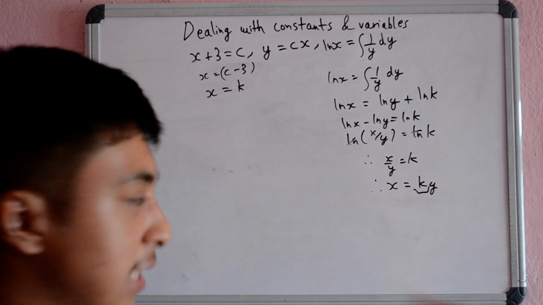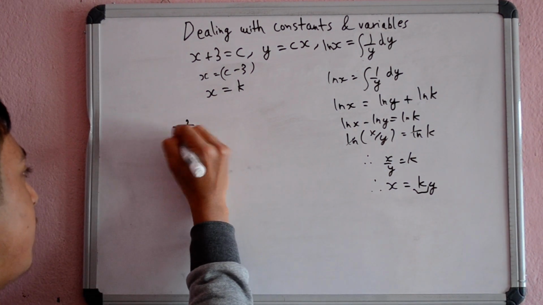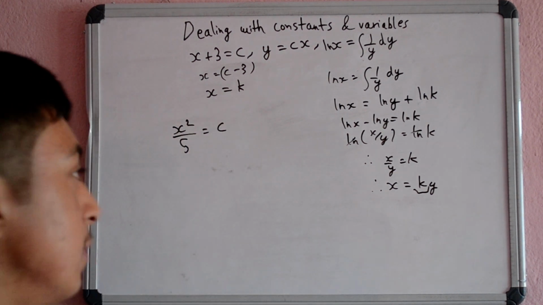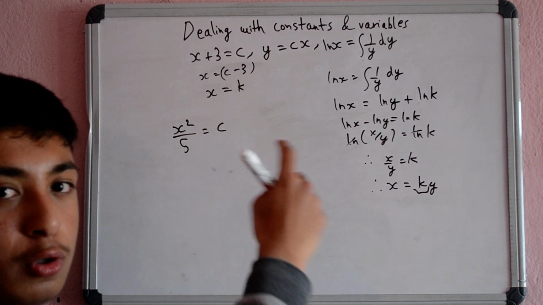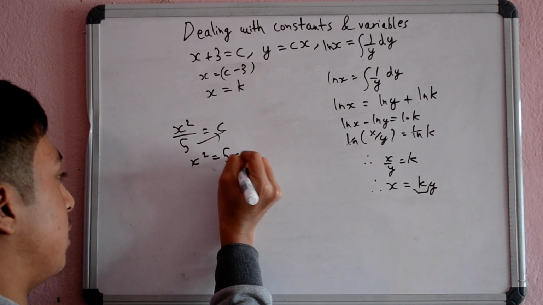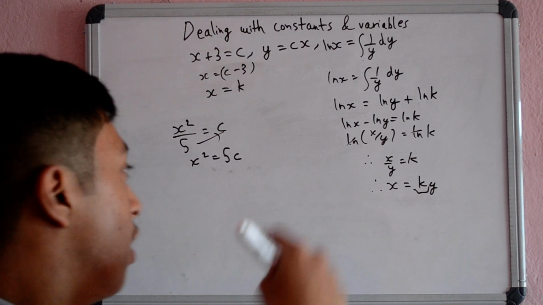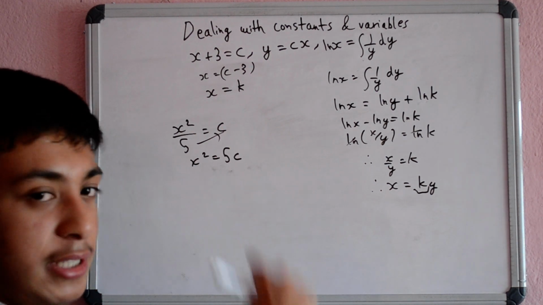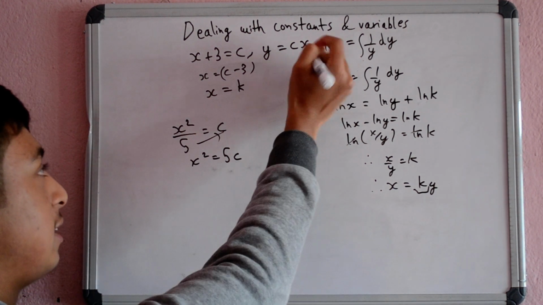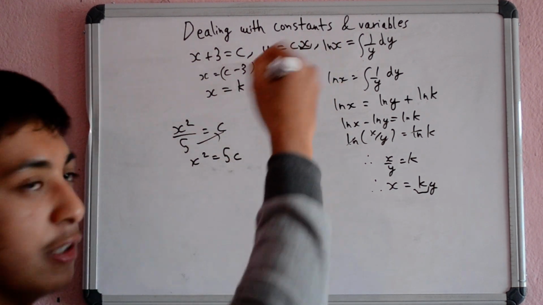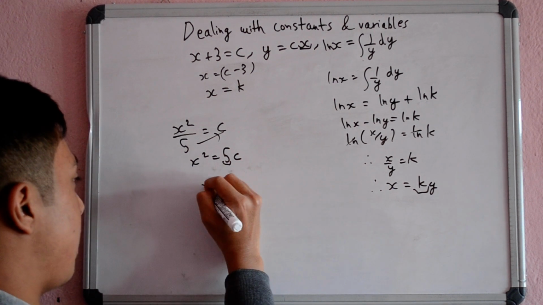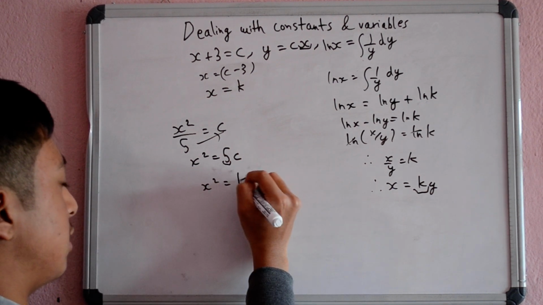Now let's have another question. x squared by 5 equals c. Now we can multiply 5 on both sides, or simply take this up here. This becomes x squared equals 5c. Now a constant multiplied by another constant just becomes another constant. This is unlike the previous case, because there x is a variable, but here 5 is a constant. So we can write x squared equals a constant k.